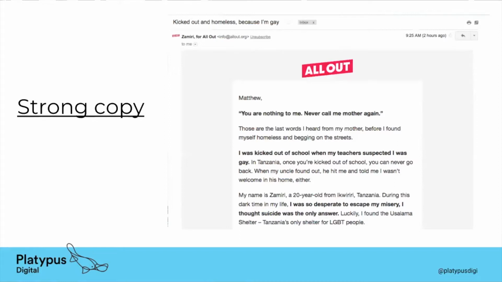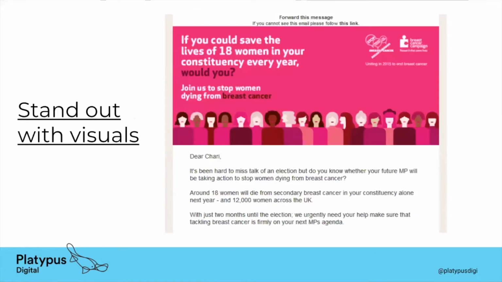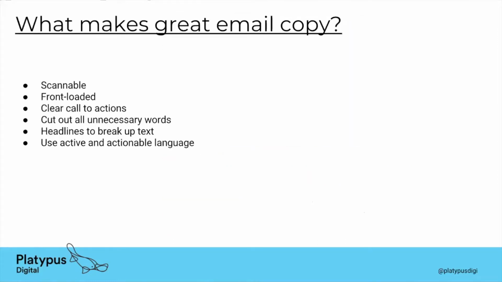So if your cause lends itself to that kind of strong copy, then that's really good to try to include it. And this is an old email from what was Breast Cancer Campaign. So if you can stand out with visuals in your email, then that's really awesome. As well as it being a really strong bit of copy around saving the lives of 18 women in your constituency every year, you've got that really strong pink branding and the really interesting illustrated women along there. So anything that makes your email stand out somehow is going to increase the click-through rates as well as get it opened in the first place.